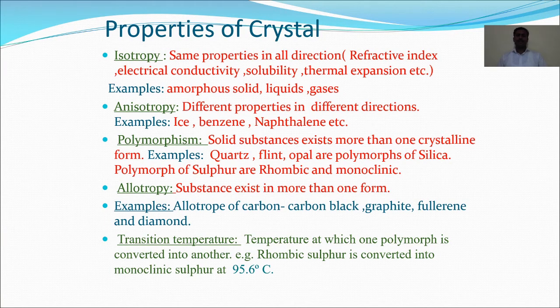Allotropy: existence of a substance in more than one form. Examples are allotropes of carbon: carbon black, graphite, fullerene, and diamond. Transition temperature is the temperature at which one polymorph is converted into another. For example, rhombic sulfur is converted into monoclinic sulfur at 95.6 degrees centigrade.